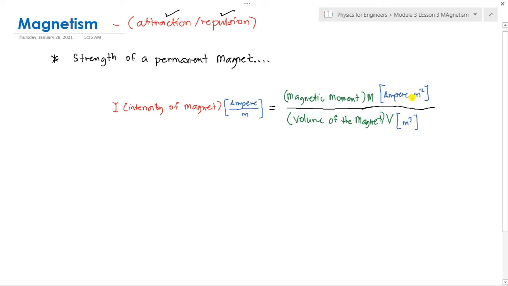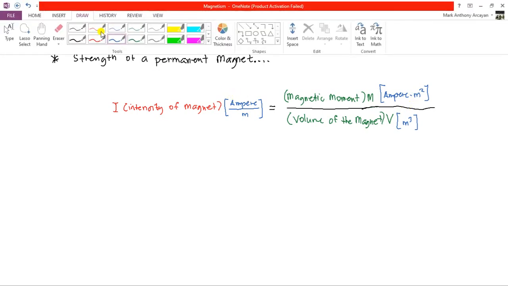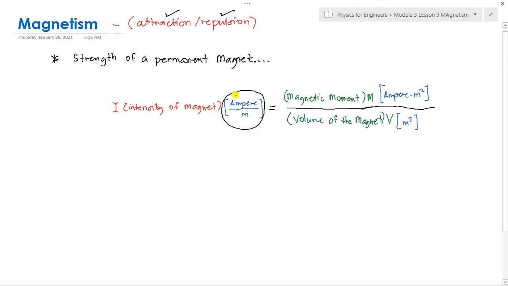If you manipulate the dimensions on the left side of the equation, you get the same dimension on the right side, that is ampere per meter. So this is how we quantify the strength of a permanent magnet. The intensity depends on the volume or the magnetic moment. If the volume of your magnet is larger, the intensity of its magnetization is smaller, given a constant magnetic moment. But if the magnetic moment increases, the intensity of the permanent magnet automatically increases.